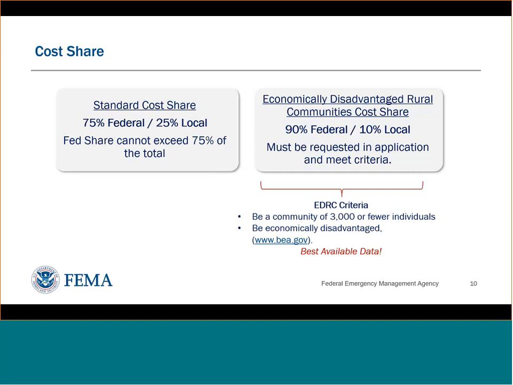But the really important takeaway from the slide is that you have to request this in your application and provide that documentation in your application. So if you think you qualify, you definitely want to apply for that cost share, because we can't change it to the lower cost share after you've requested the 75%, 25% in an application. Next slide.